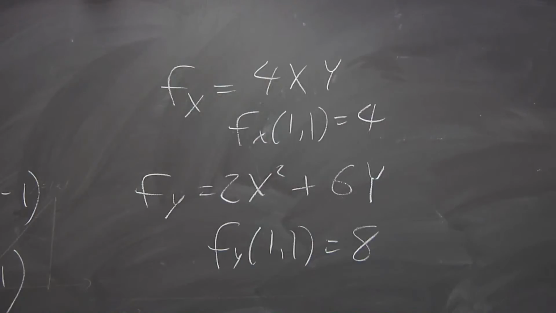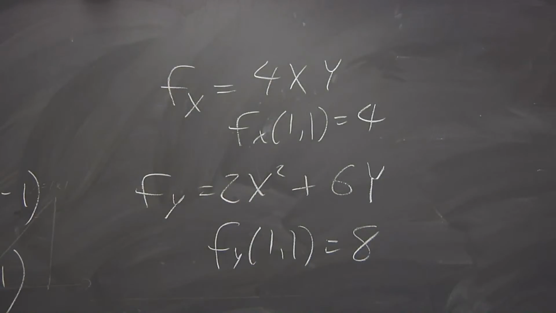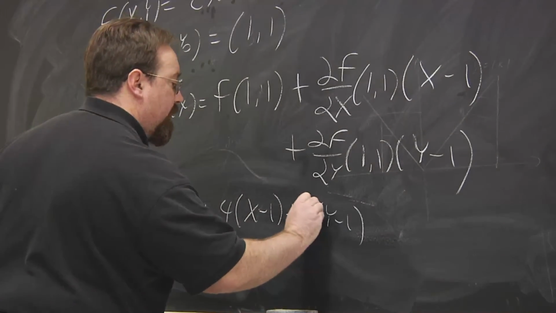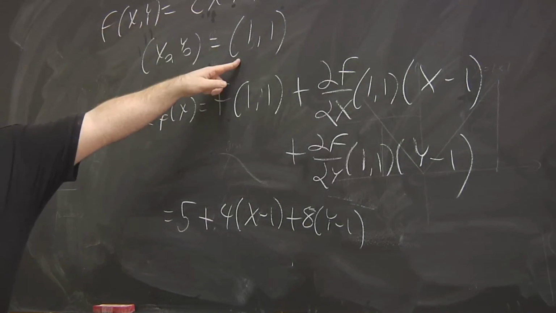We want to evaluate the function at (1, 1), and that's just going to give us 5. So we fill in everything we have. It's going to be 5 plus 4(x minus 1) plus 8(y minus 1). So this is a linear function that approximates f near this point.